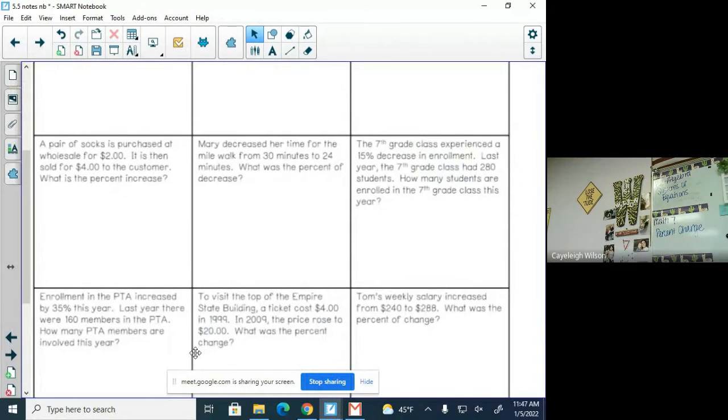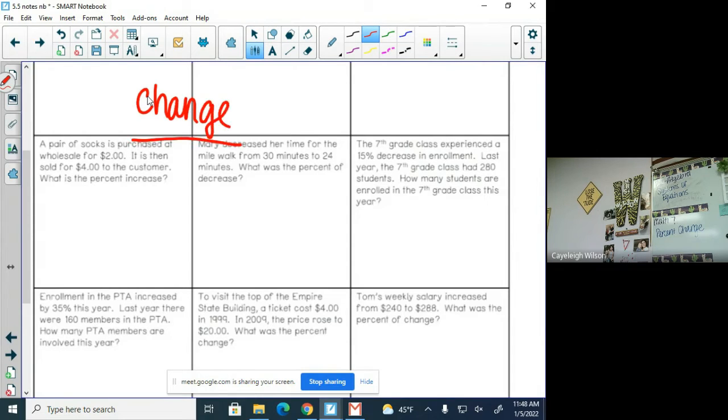So, yesterday we talked about percent of change, and that's the percent something changes by. Percent of change is either an increase or a decrease, meaning that price or that number of something went up or down. And we used the equation, which is already at the top of your notes paper, the change over the original.